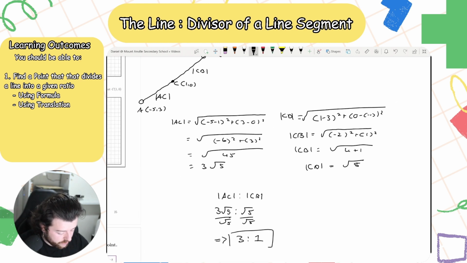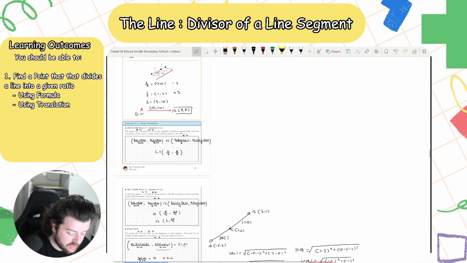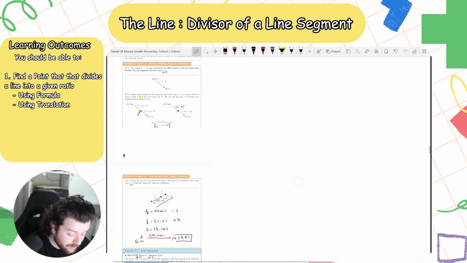There's two different ways of doing that question. Right, and that is the division of a line segment.